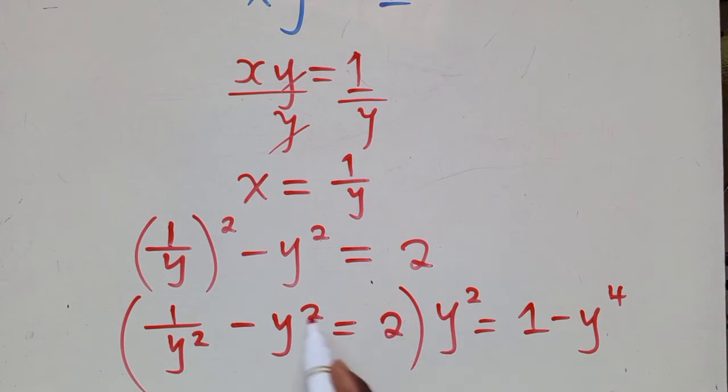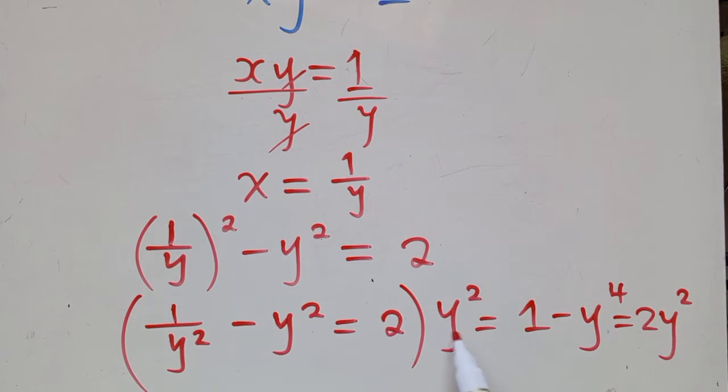So these powers will be added. Laws of indices must be applied here. Here it will be 2y power 2. We've just multiplied throughout by this, here, here, here, and this is what we've gotten. So our job is now to solve this equation.